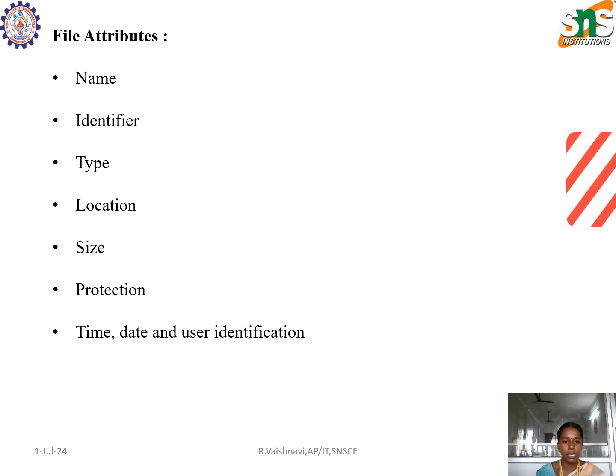Fourth one is location. Here it defines where the file is located. Fifth one is size. Here denotes the size of the particular file. Next one, protection. Here it is the process or methods for protecting the files. Next one is time, date and user identification. Here when the file is used, the time, date and user identification IDs are mentioned.